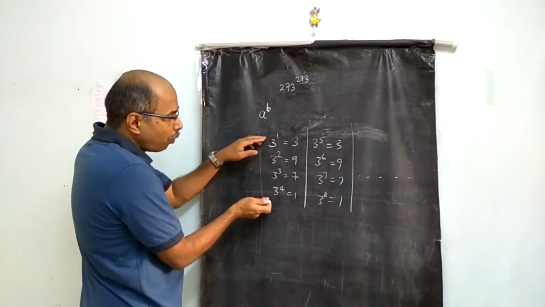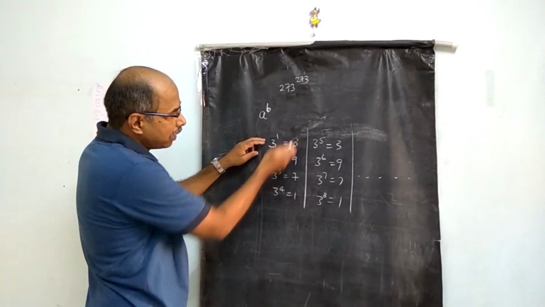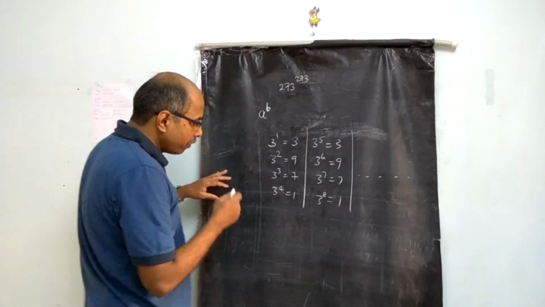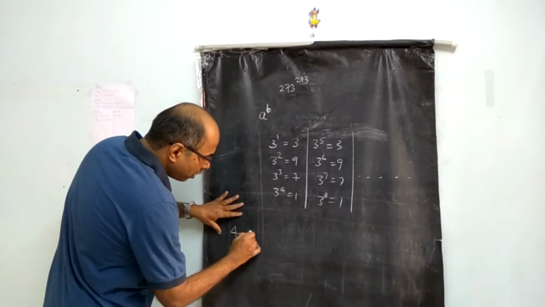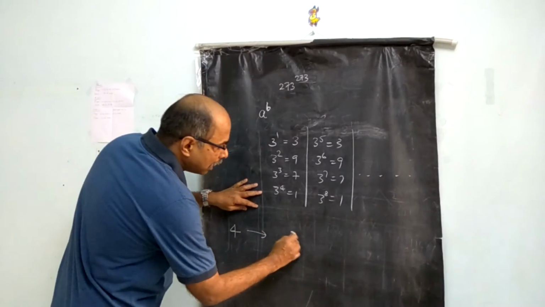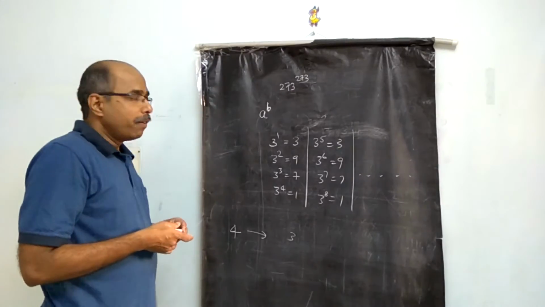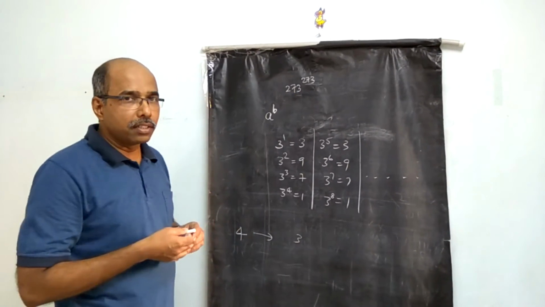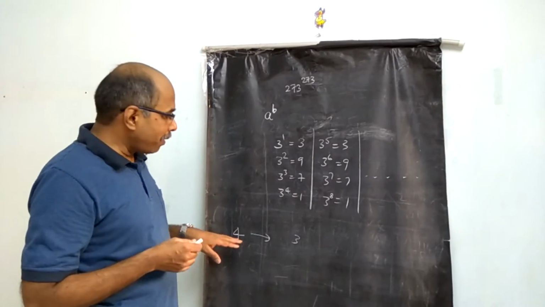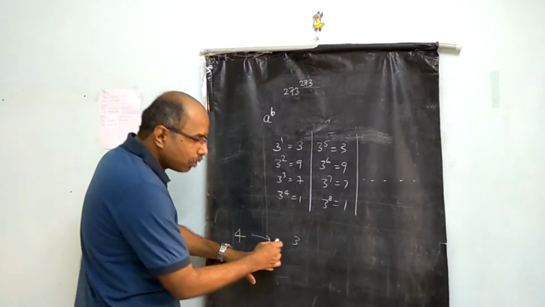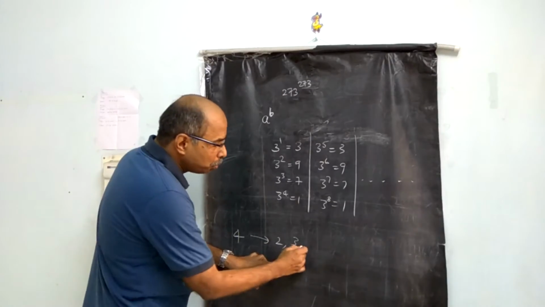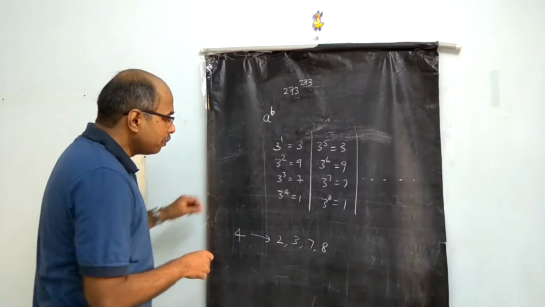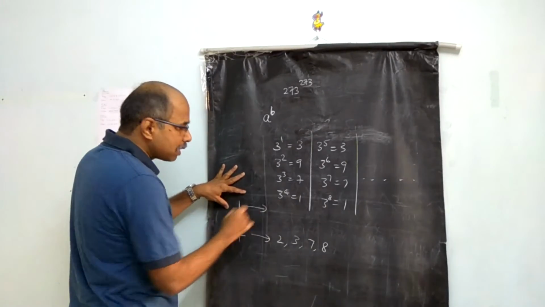Since after 4 calculations the unit digits are getting repeated, we say that the power cycle of 3 is 4. For how many digits is the power cycle 4, from 0 to 9, where we have got 10 digits? If you just go for a calculation, you'll find that for 2, 3, 7 and 8, the power cycle is 4. And similarly, the power cycle is 1 for some of the numbers.